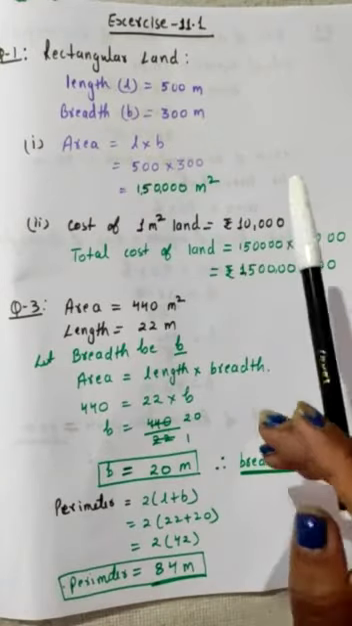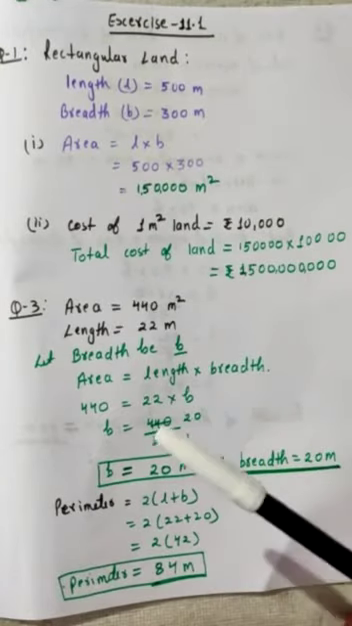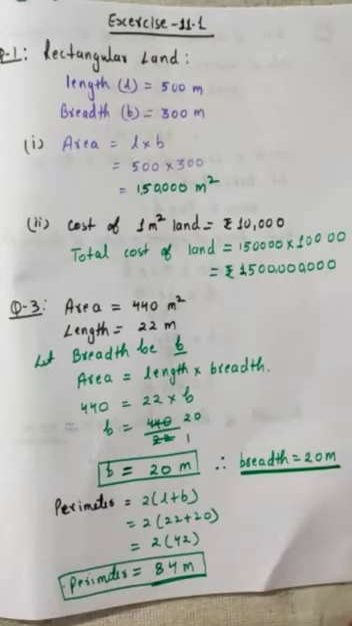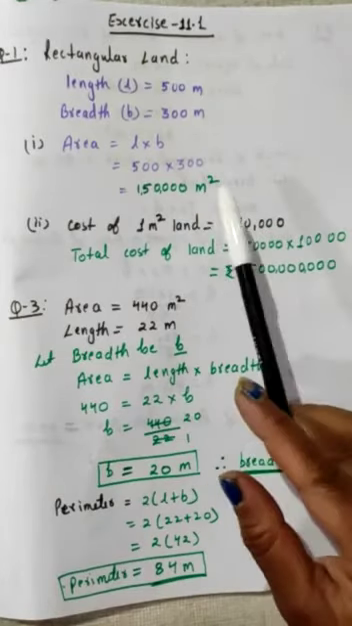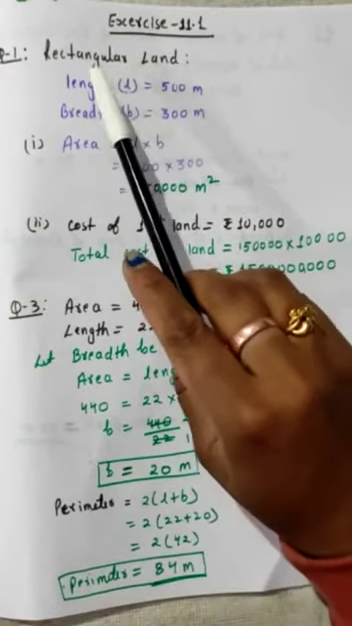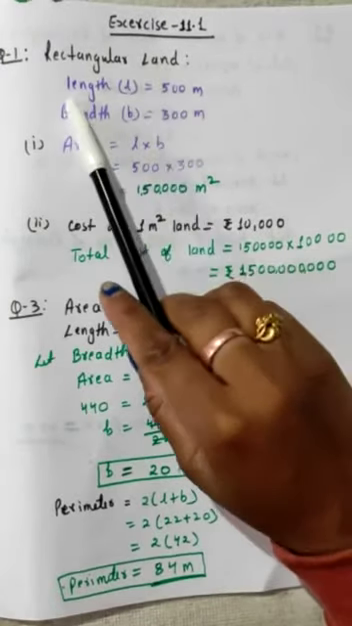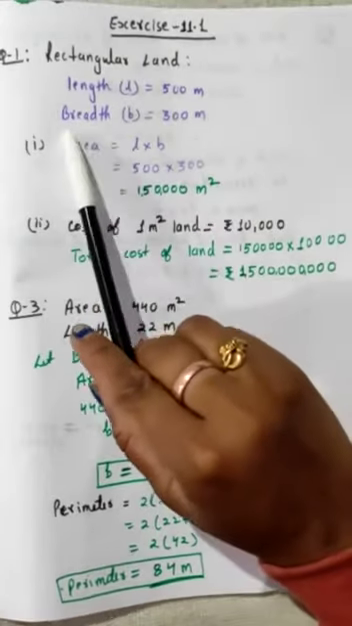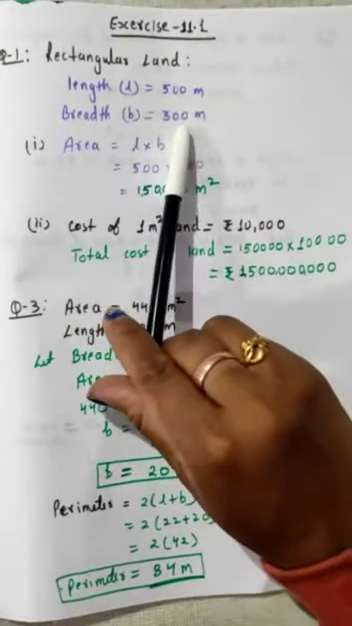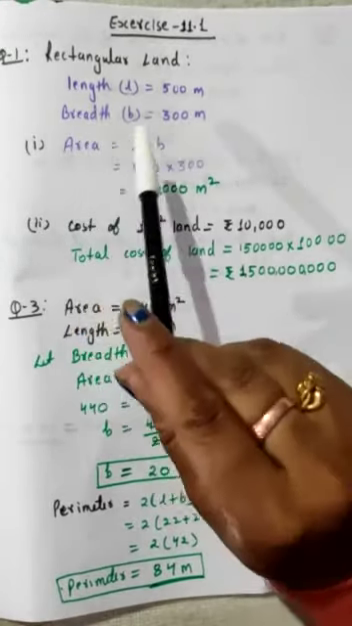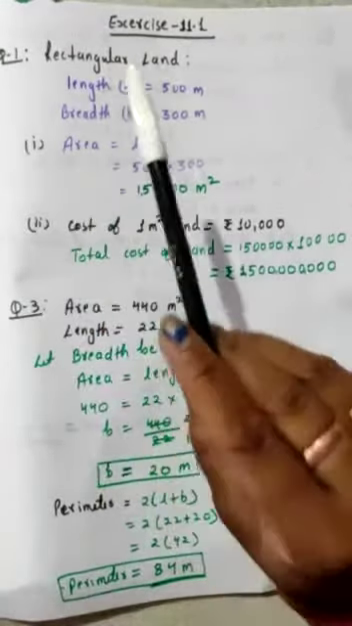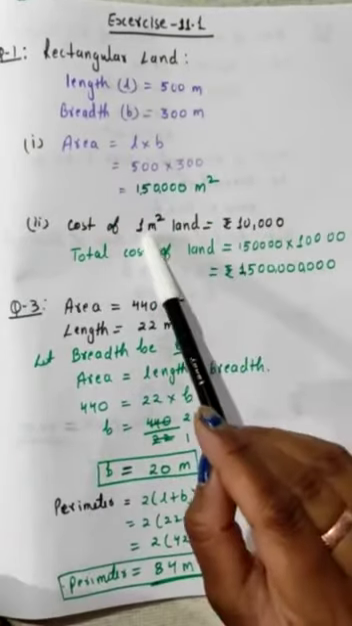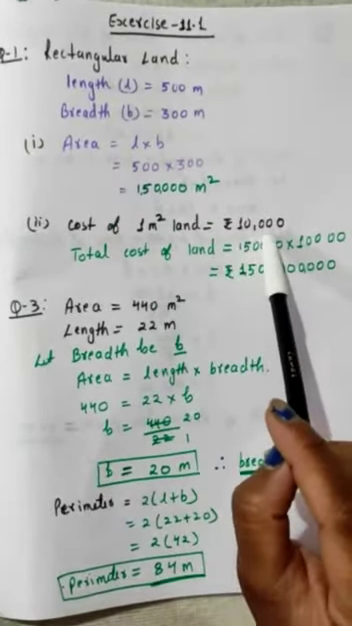So now we have started exercise 11.1, in which the first question is: you have a rectangular land plot whose length is 500 meter and breadth is 300 meter. In the first part you have to calculate its area, and in the second part you have to calculate the total cost of that rectangular land if 1 meter square costs 10,000 rupees.